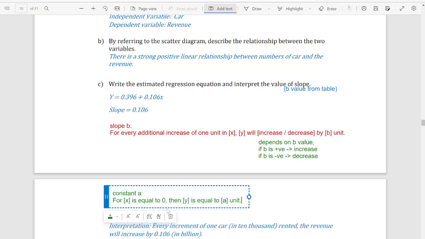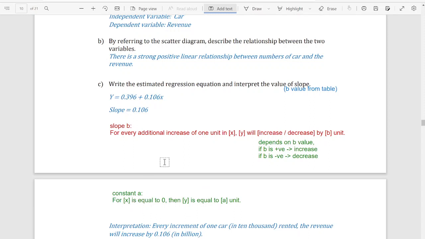Okay, unit tu you gantilah dengan unit yang sesuai, bergantung pada soalan. Saya letakkan unit sendirilah. So by 1 unit ni maksudnya kalau ni 1 car lah kalau katakan tadi. So if for every additional increase of 1 car in number of car rented, then ditukar ni. Macam ni sama juga, for x is equal to 0. So x ni apa tadi? Number of car rented kan. So for number of car rented equal to 0, then revenue is equal to berapa unit A tadi. So A adalah 0.396, so adalah revenue unit.